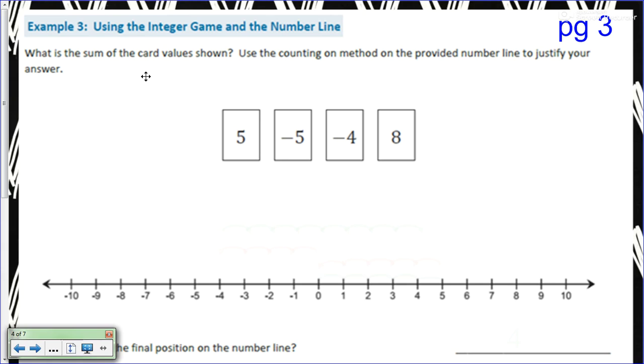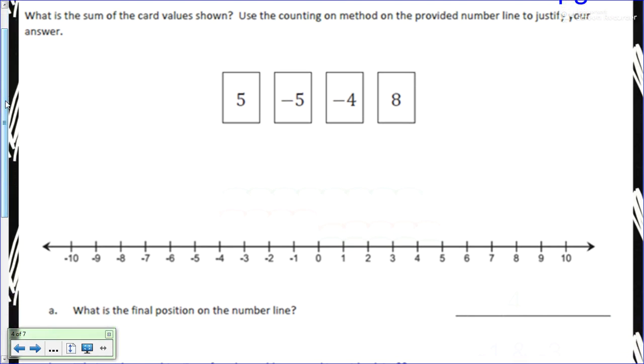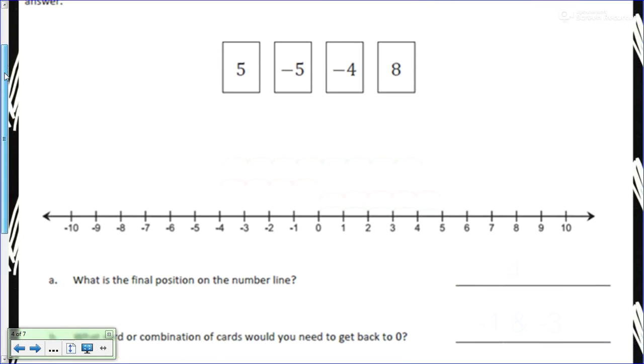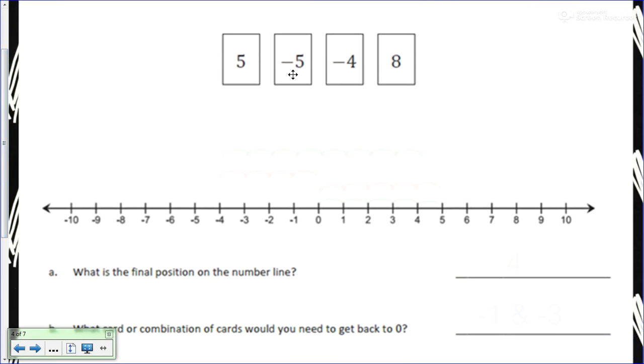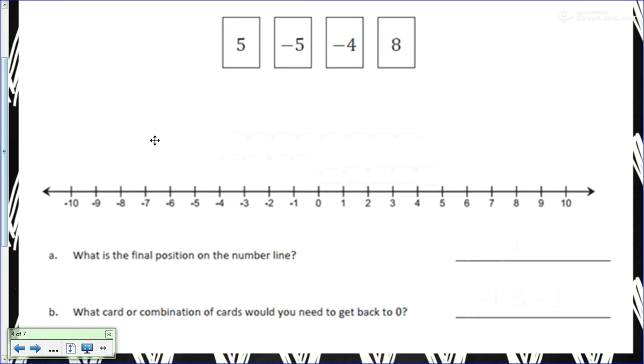And later this week we're going to be playing a game called the integer game, and we're going to be using our number line to try and find the sum of some cards that we have in our hand. Now if you remember, the word sum refers to what we get when we add the numbers together. And I know that for some of you, adding integers, those positives and negatives, can be new to you. Okay, so we're going to talk about how we do this.